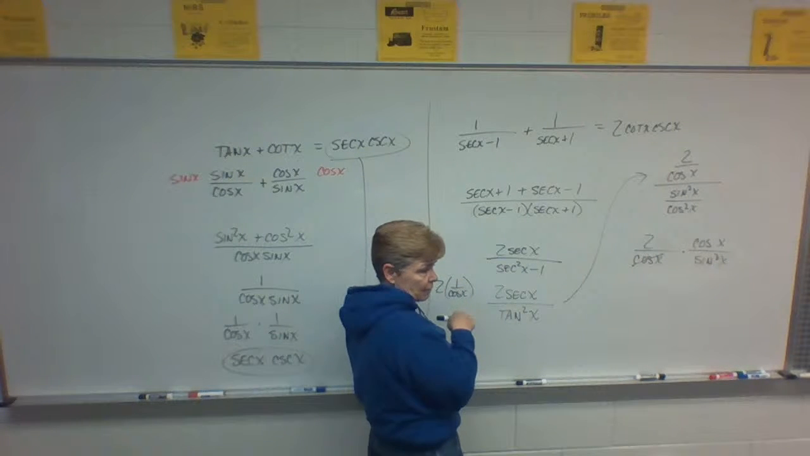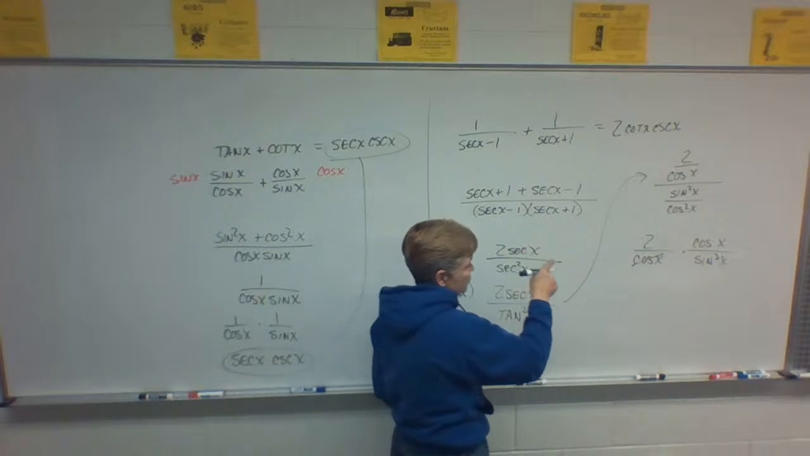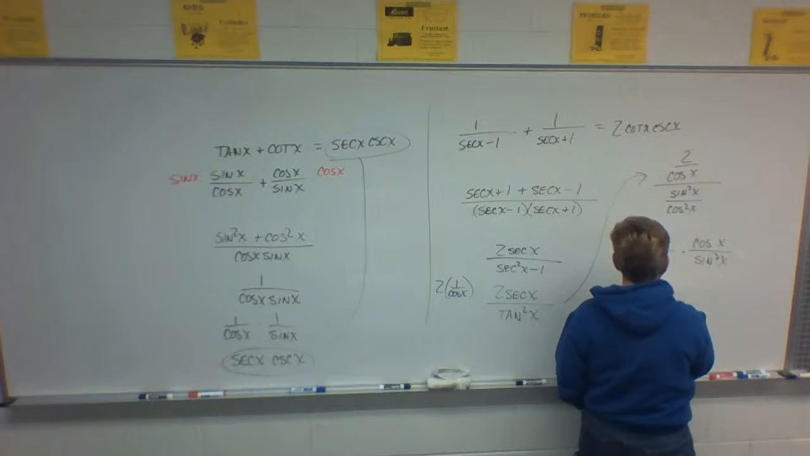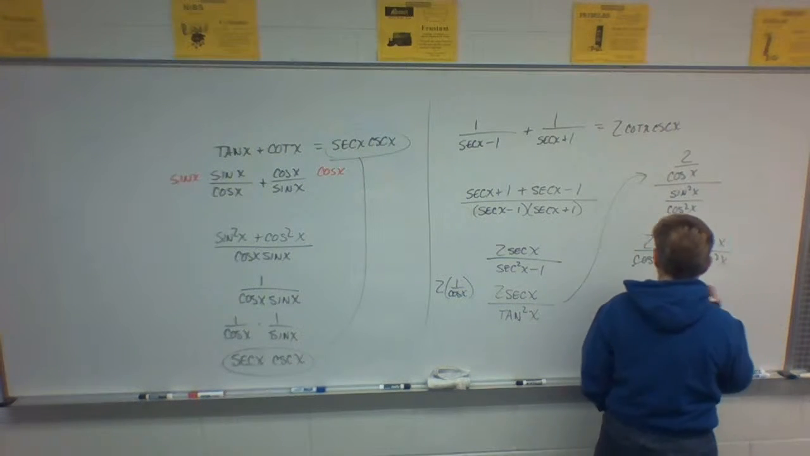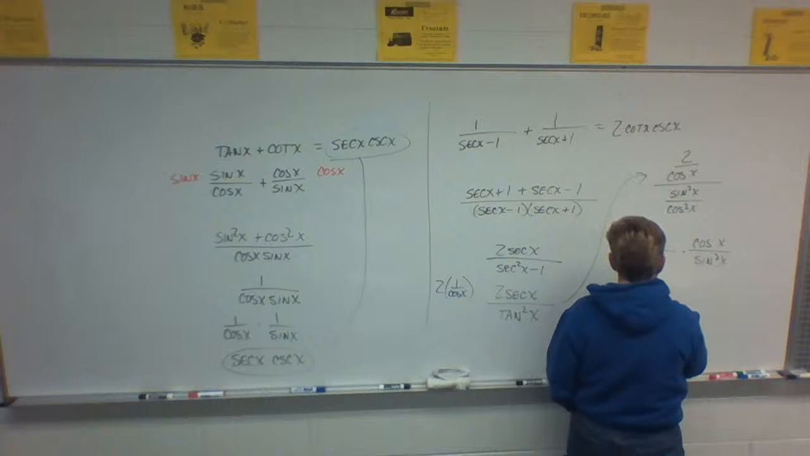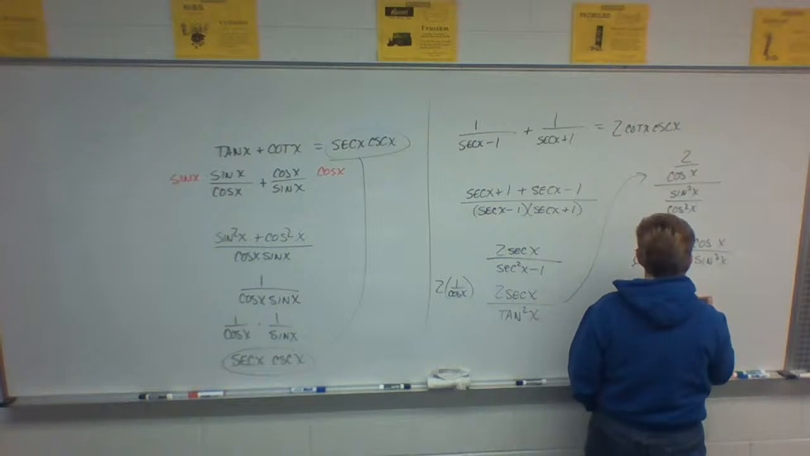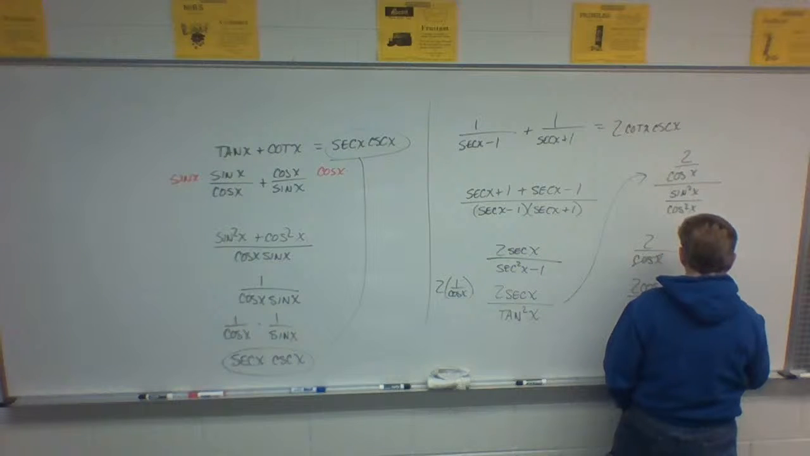Yeah, was everybody okay with that? Okay, so we flip it over, we lose the cosine. Is everybody okay with that? Yes. So now what I have is, and this is really tricky, 2 cosine x over sine x times 1 over sine x.